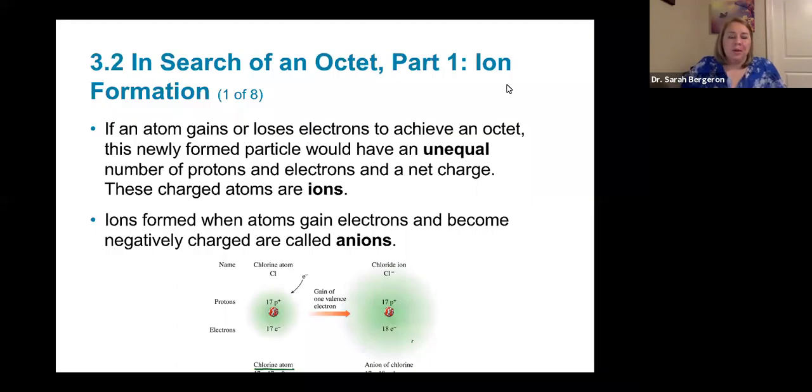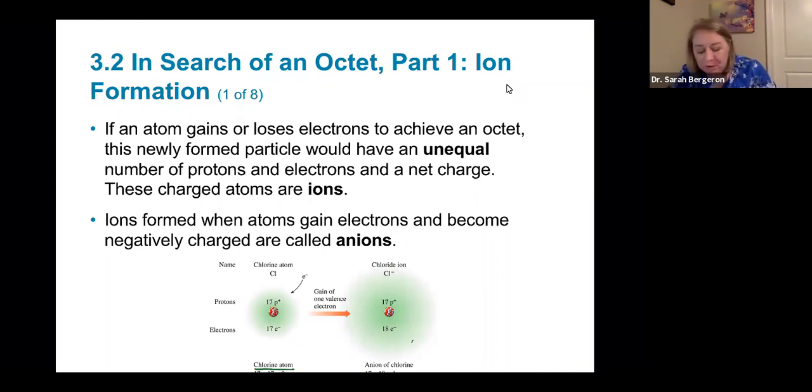All right, so we are on chapter 3, section 2. We are in search of an octet, right? So that's what we want. We want to get an octet. How do we get an octet? Is that we either gain, lose, or share electrons. And so we're going to talk about gaining and losing electrons today.